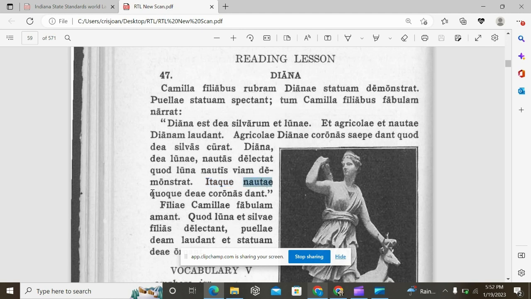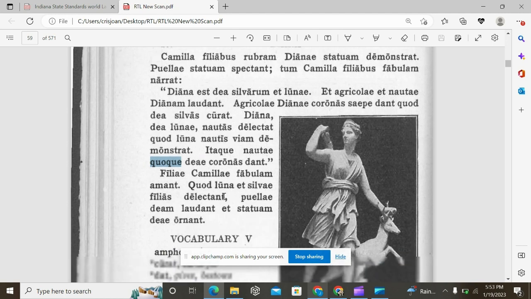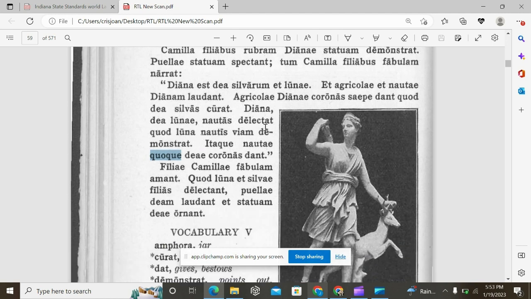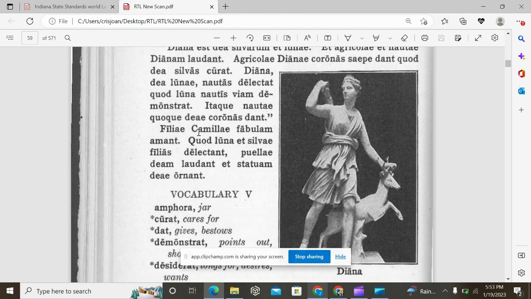Nautae, the sailors, quoque deae coronas dant. So the nautae also give to the dea, to the goddess, coronas. Quoque means also. All right, good. So this is the story, the little explanation that Camilla is giving to her daughters of who the goddess Diana is after she brought this statue home. So then we find out how the daughters react.